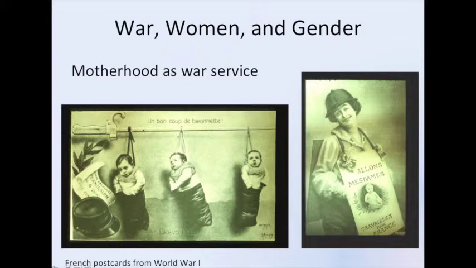So the postcard on the right, the vertical one there, the woman obviously is wearing a military helmet, evoking military service to the nation. And it says on the placard, "Allons, mesdames, travailler pour la France." So let's go, ladies, work for France. And you can see by the picture on her placard what kind of work the government's calling for, right? Making babies and having children.